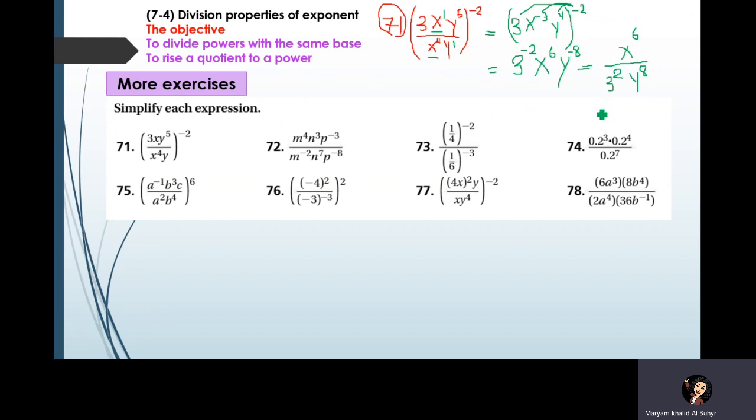You can calculate this also. So that will be x to the power 6 over 9 y to the power 8.